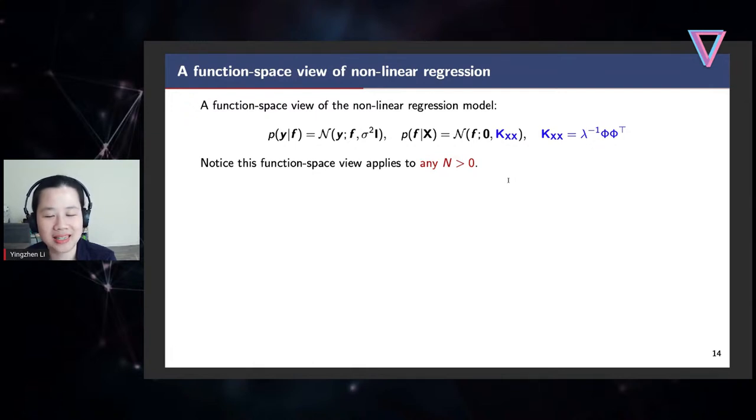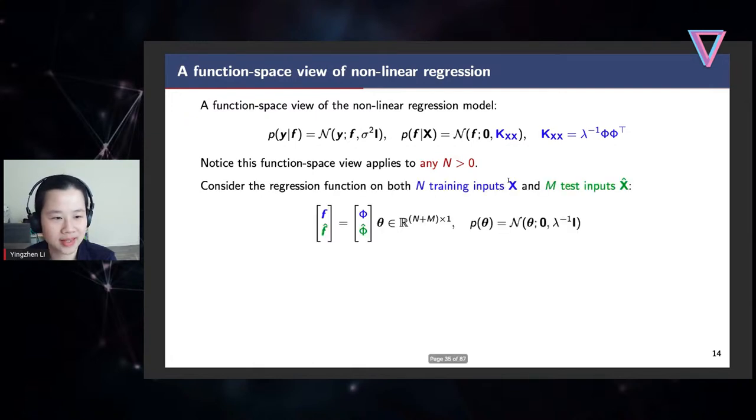Just to repeat the way to write this again. Assume we have n training inputs and m test inputs. Then we can compute their corresponding features phi and phi hat, concatenate them together into a long matrix, and use it to compute the function prediction on the training data, shown in blue, and also the prediction on the test data, shown in green. We are doing basically the same thing as before.